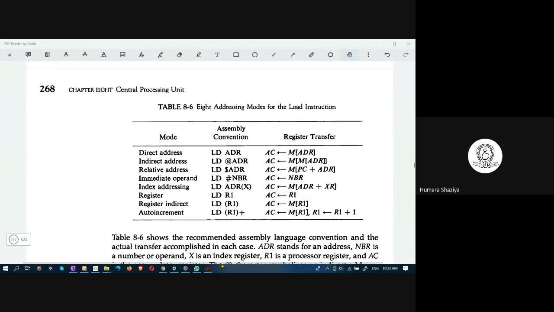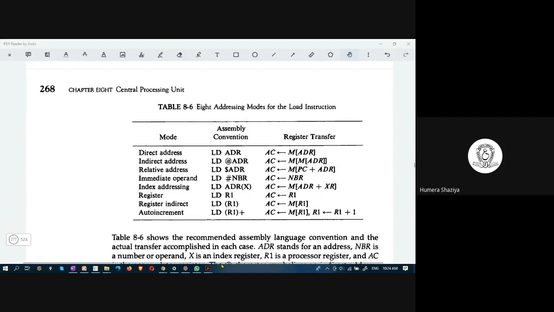Index addressing is denoted by ADR within parentheses X, which evaluates to ADR, the address part of the instruction register, plus XR. XR is the index register. There is an index register that holds a value that is added to the address part of the instruction register. ADR plus the value of XR together identify the memory location from where the value has to be brought into the accumulator.